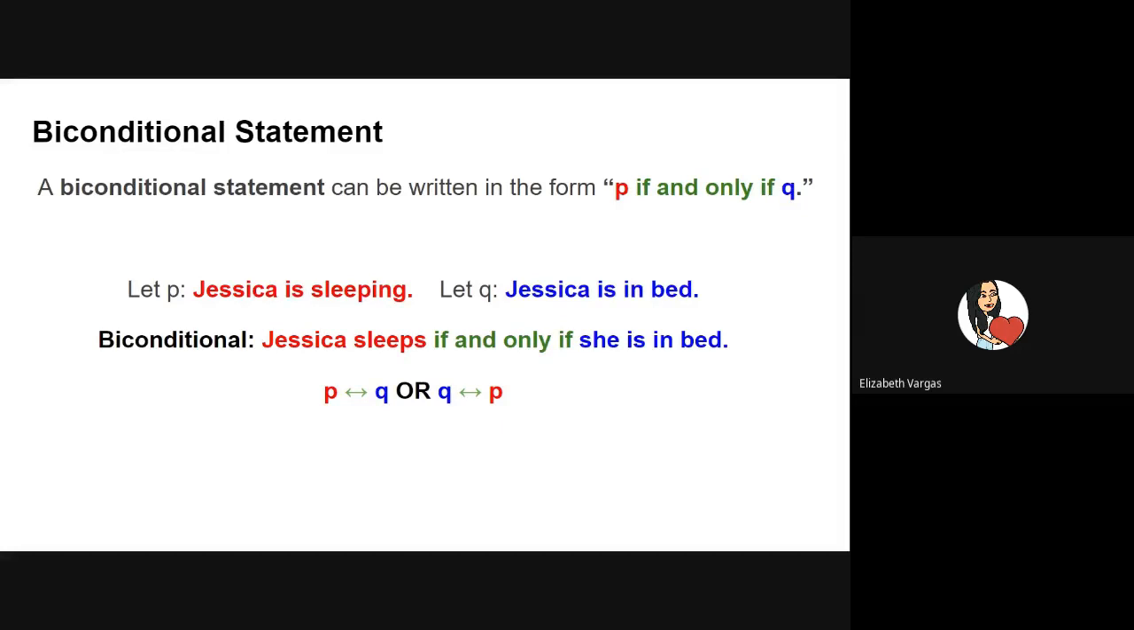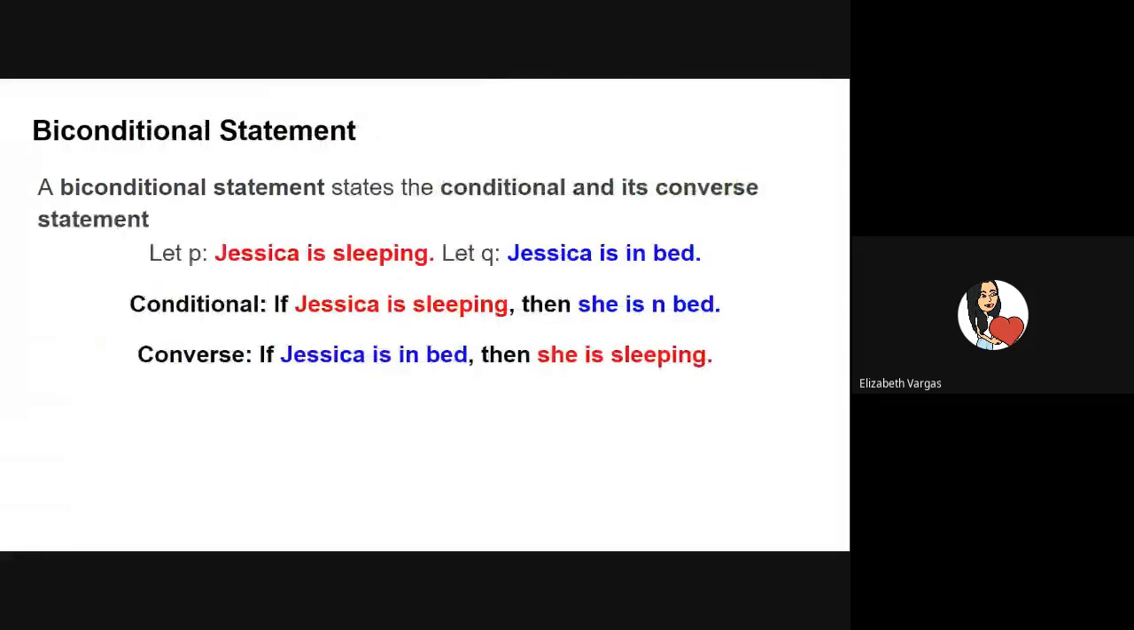Okay. And we represent biconditionals using this symbol right here, where P implies Q and Q implies P. So we have a double-sided arrow. And because it is double-sided, you can also go ahead and switch those statements. Either way, it's one and the same. Another unique thing about biconditional statements is that they can also state the conditional and its converse.